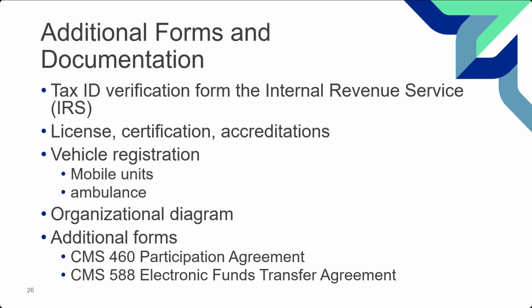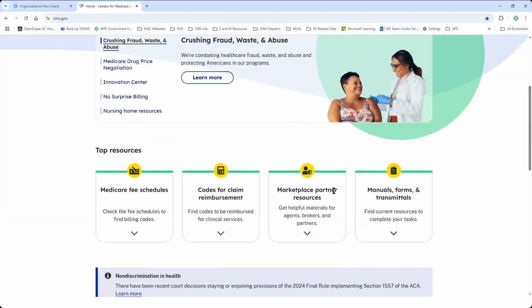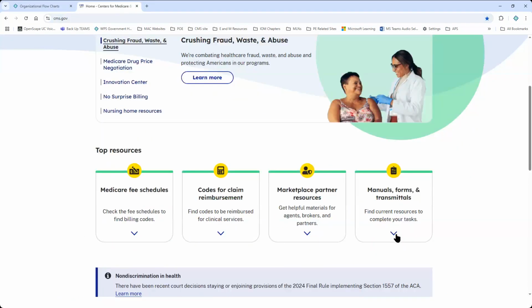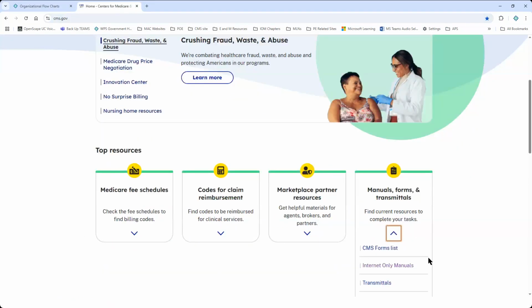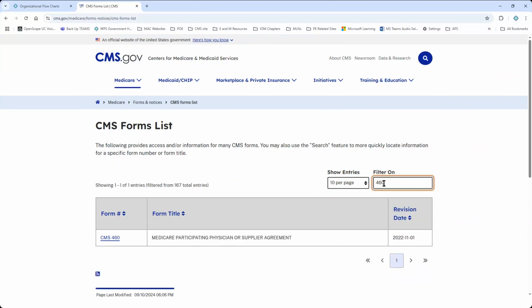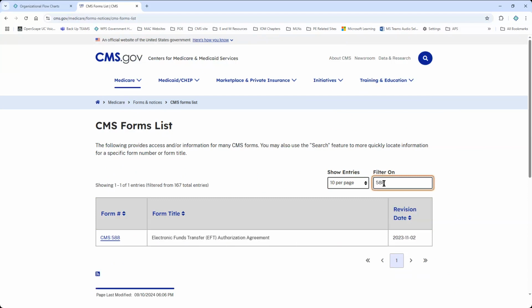And to get to that, I'm actually going to show you that. It is CMS's website. And what I find to be the quickest way is going under Manual Forms and Transmittals. There's a CMS form list. And when you click on that, if I type in the 460, there's a link to that form. If I go into the 588, there is a link to that form, and both forms provide instructions. We're not going through those forms field by field today, but we do have some education on our YouTube channel that does do that.